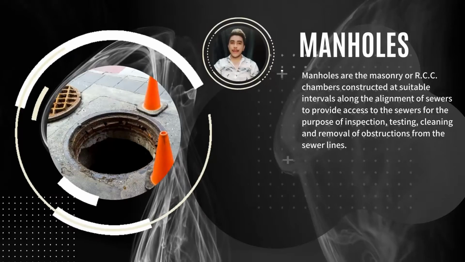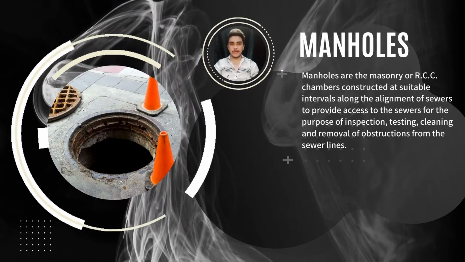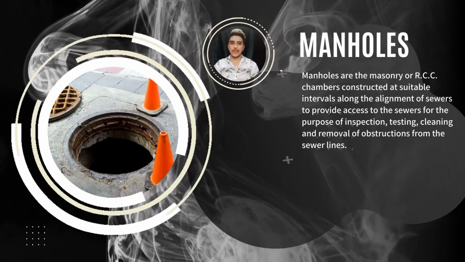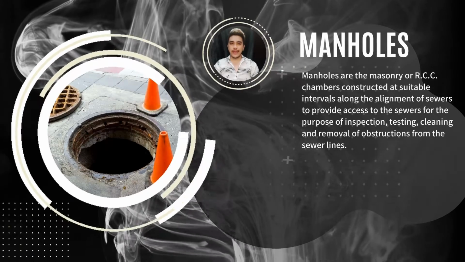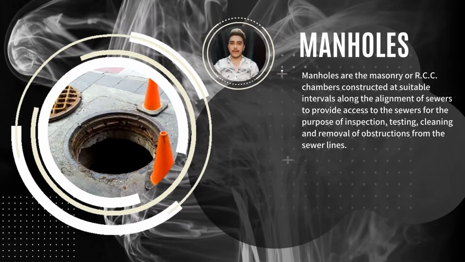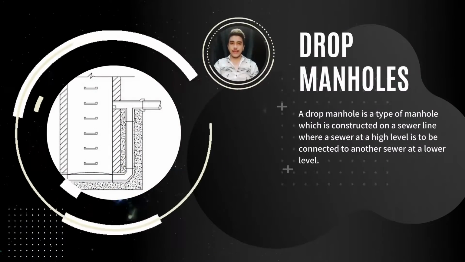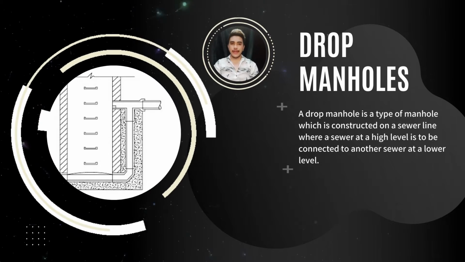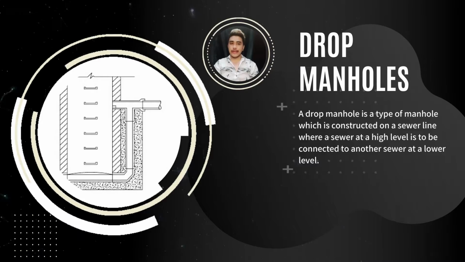Manholes. Manholes are masonry or RCC chambers constructed at suitable intervals along the alignment of sewers to provide access to the sewers for the purpose of inspection, testing, cleaning, and removal of obstruction from the sewer lines. Drop manholes. A drop manhole is a type of manhole which is constructed on a sewer line where a sewer at a high level is to be connected to another sewer at a lower level.